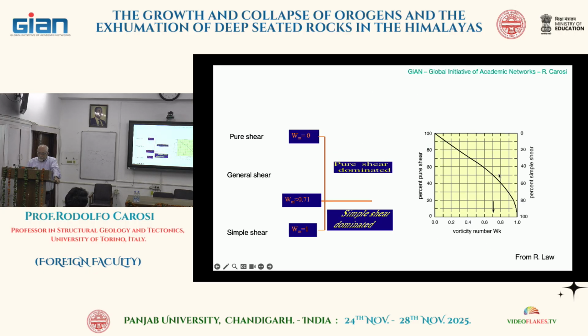In this graph made by Riclot, you can see here the vorticity number from 0 pure shear, 1 simple shear. The 50% of pure and simple shear is put at 0.71. That is, in this situation, you have 50% pure shear and simple shear. In this part, you have the deformation dominated by pure shear, and in this part, the deformation dominated by simple shear. Simple shear is much more important.